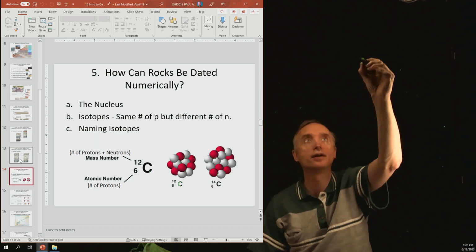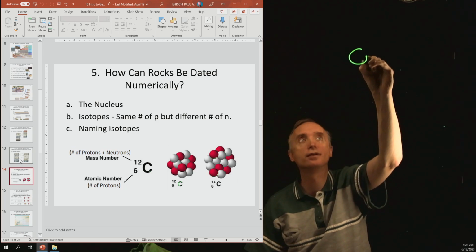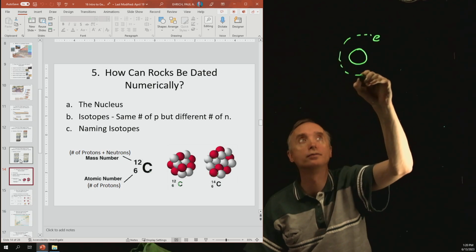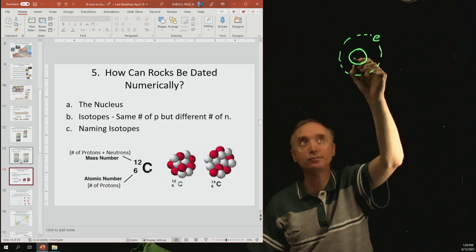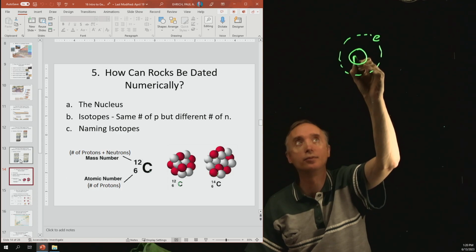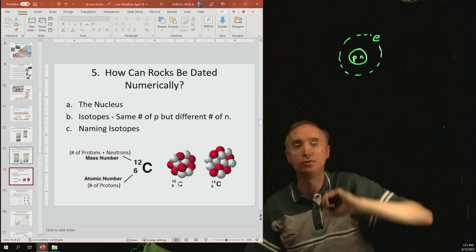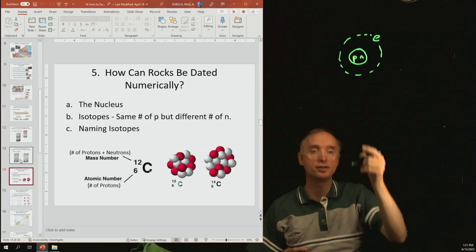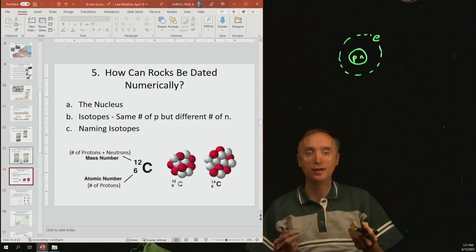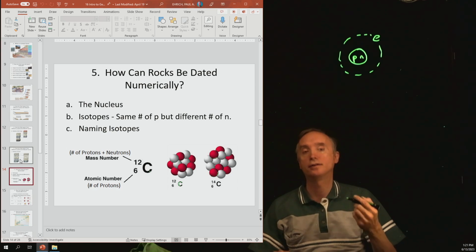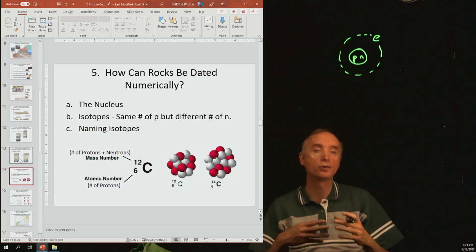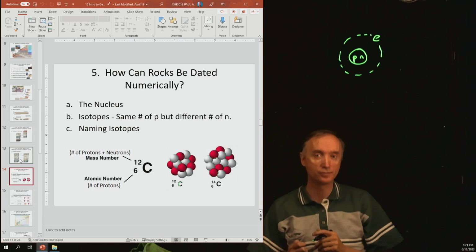We said that an atom consisted of a nucleus, and then it's got electrons that are in orbit around it. Inside the nucleus are going to be protons and neutrons. Depending on the number of protons and neutrons in there, we could have a radioactive nucleus. Certain nuclei are more radioactive than others.